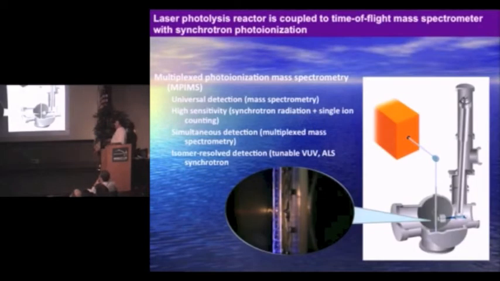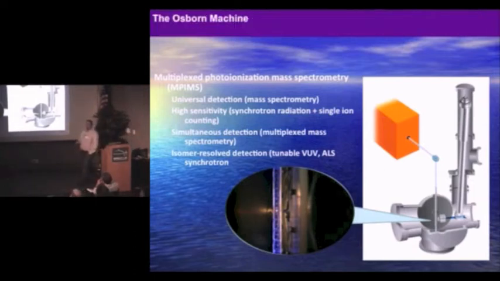So how do we actually go about doing our experiments? Basically, we initiate our experiments with laser light. We break some chemical bonds, we produce a radical in our system, and then we try to detect it. What we use is a time-of-flight mass spectrometer along with VUV radiation. Basically, it's the multiplex photoionization mass spectrometer, or from now on, we're going to call it the Osborn Machine. That's stuck from a conference in the summer. So basically, this is David's machine.